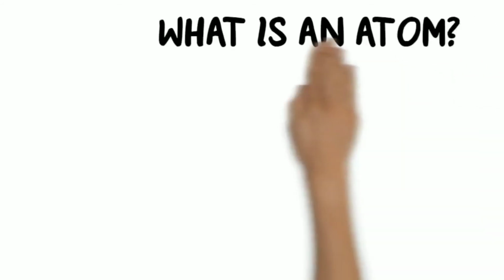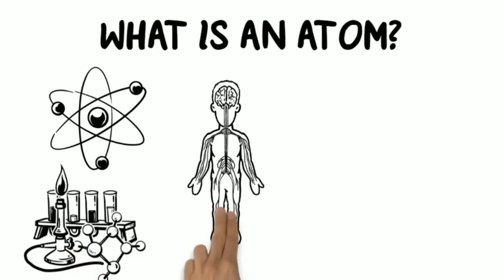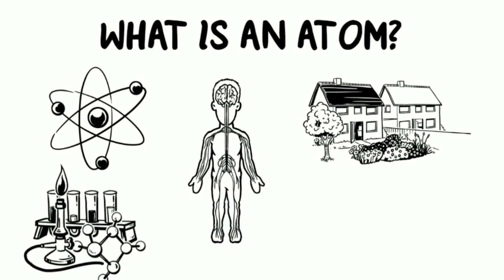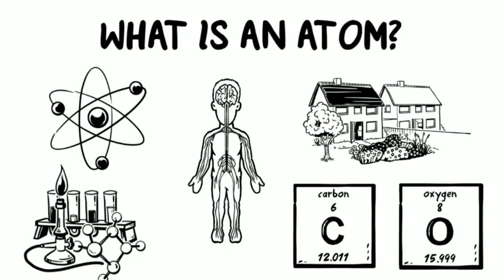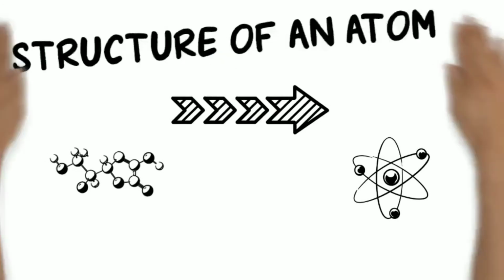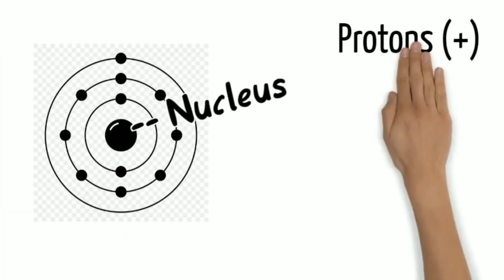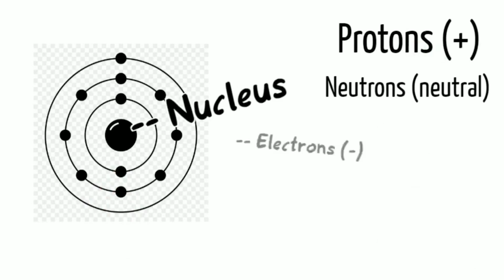So, we just learnt a bit about the history of an atom, but what really is an atom? An atom is the smallest unit of ordinary matter that forms a chemical element. Every single part of you, your surroundings, and anything that is made of matter is made of atoms, including gases like carbon and oxygen. The structure of an atom is very simple. You have the nucleus, which consists of protons and neutrons. Then you have the electrons in the orbit.